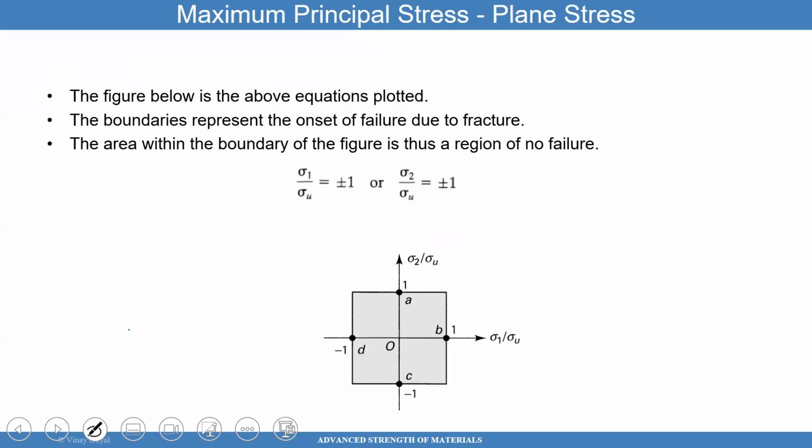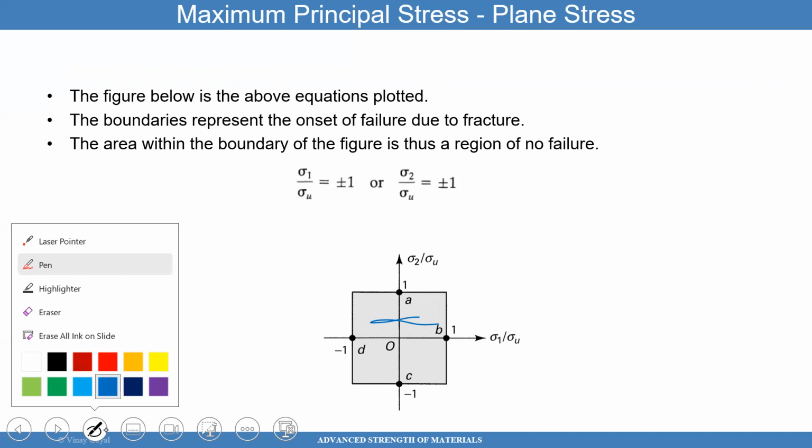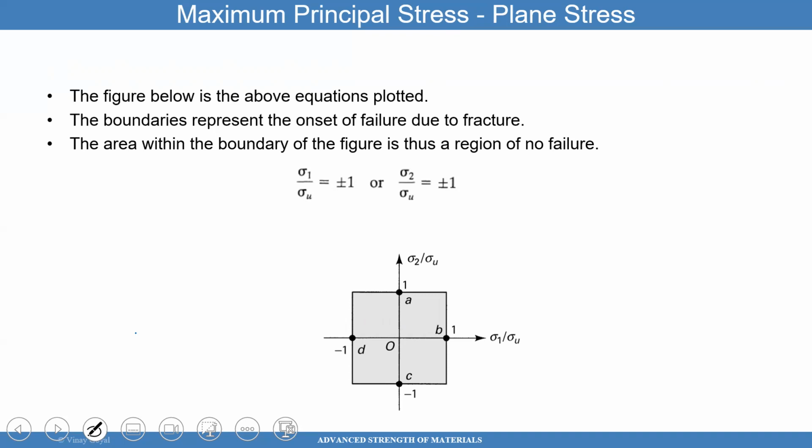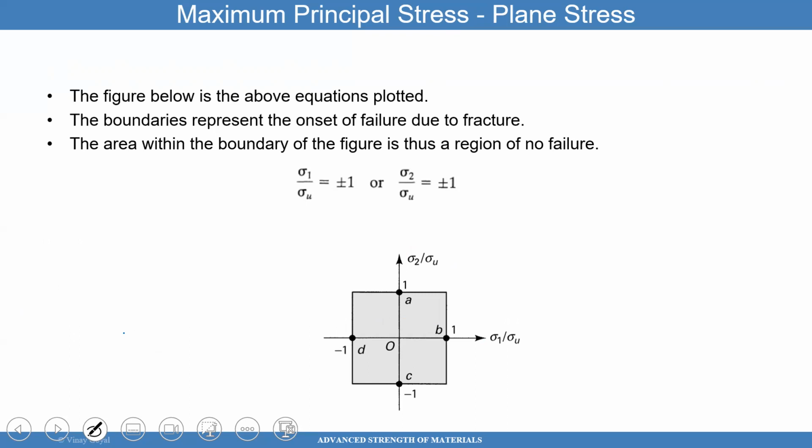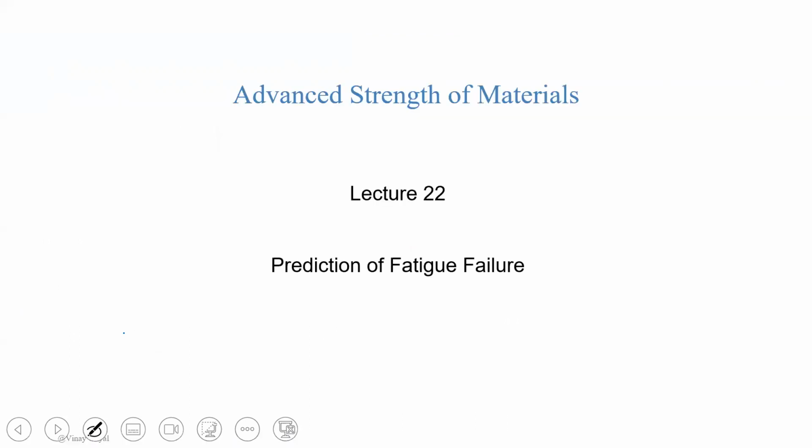Here is a quick example of what the maximum principal stress looks like for a multi-axial loading condition. And you can see here that it's a very simple square when you normalize the sigma 2 against ultimate and sigma 1 against ultimate. Again, this is going to be for a situation that you have an isotropic material. For composites, that's not what it will look like necessarily.